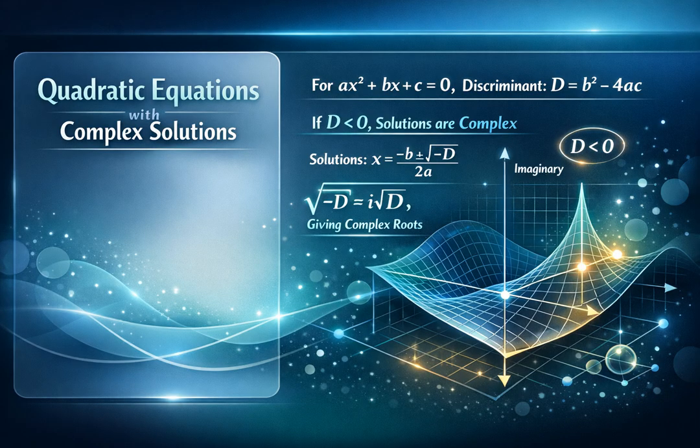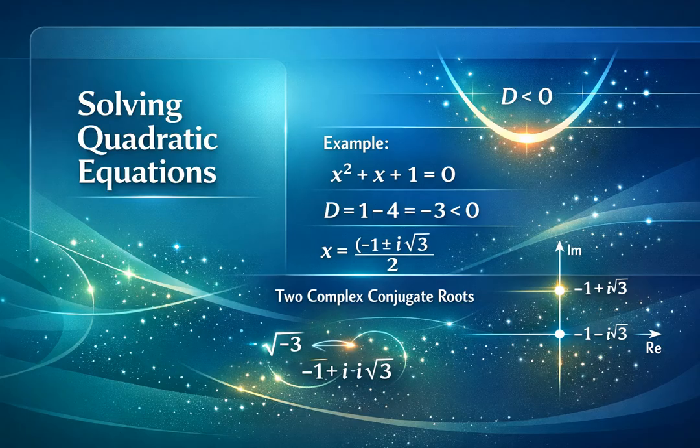We use the quadratic formula x equals -b plus or minus the square root of d, all divided by 2a. The square root of -d becomes i times root d. Let's solve x squared plus x plus 1 equals 0. The discriminant is 1 minus 4, which equals -3. Since d is negative, we have complex roots. Using the quadratic formula, x equals -1 plus or minus i times root 3, all divided by 2. These are two complex conjugate roots.